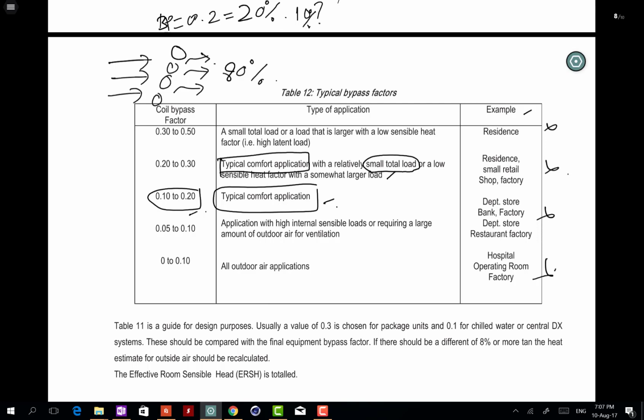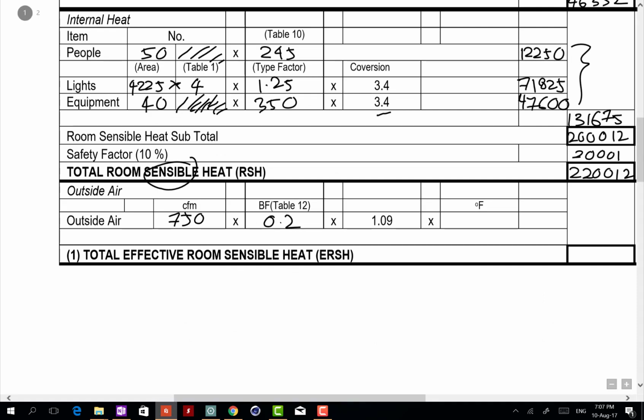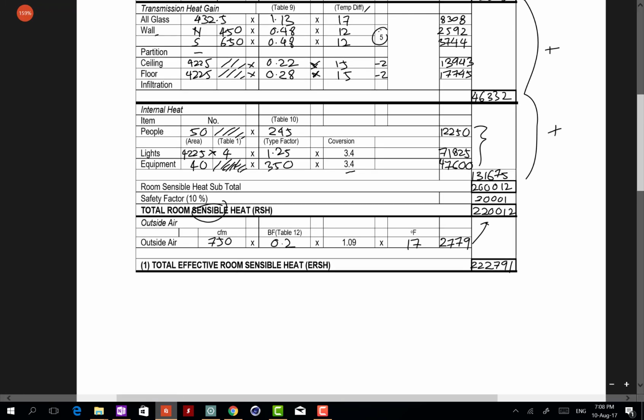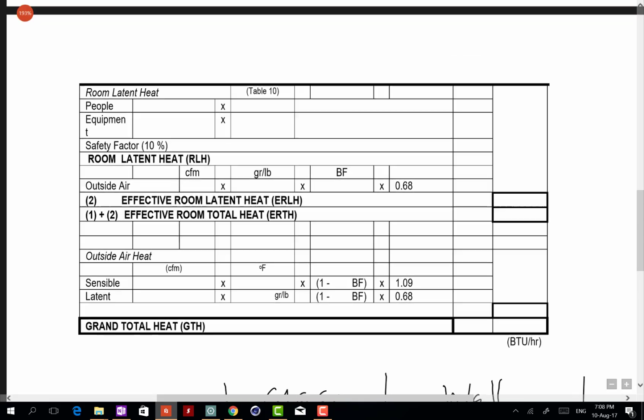Right, so now I will take the 0.2 value for the bypass factor, and this is your temperature difference, 17. So the value is 2779 BTU per hour. So we add this to 20012, and it becomes 222791 BTU per hour. So this is your total effective room sensible heat, ERSH. The next section is we are going to calculate the room latent heat.